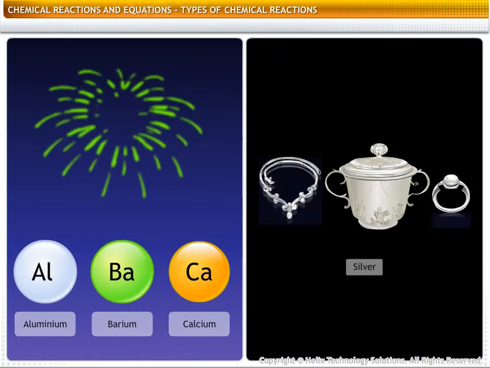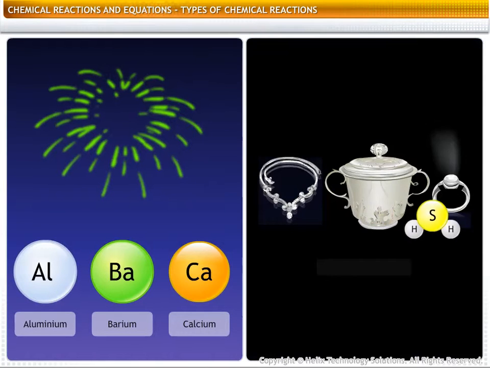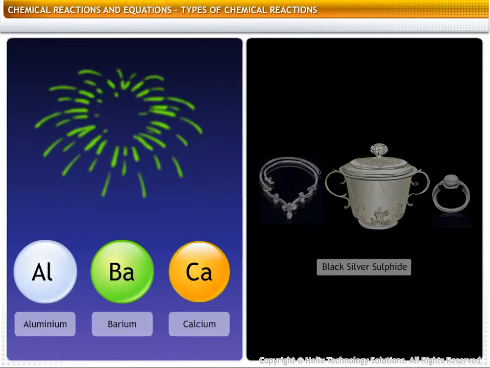Similarly, silver reacts with hydrogen sulfide in air and forms black silver sulfide. Thus, silver combines with sulfur in this reaction.